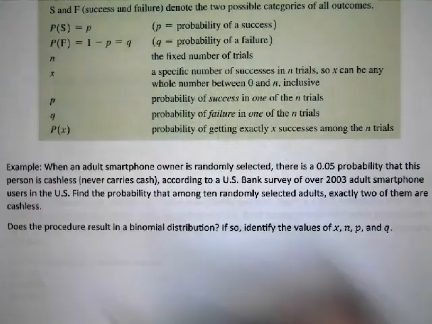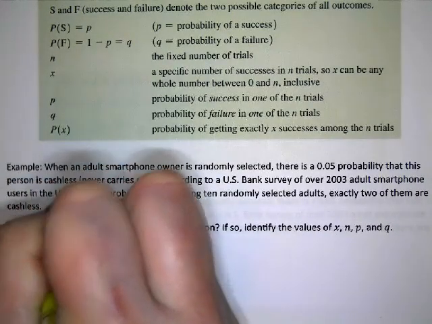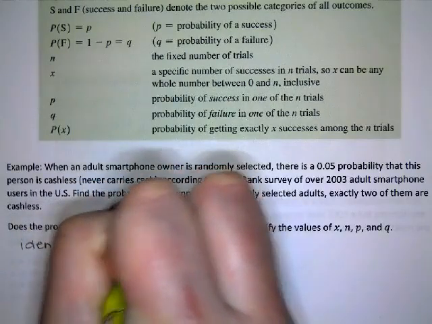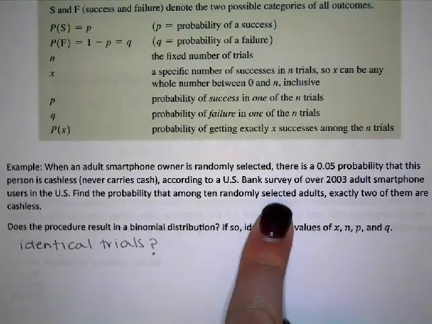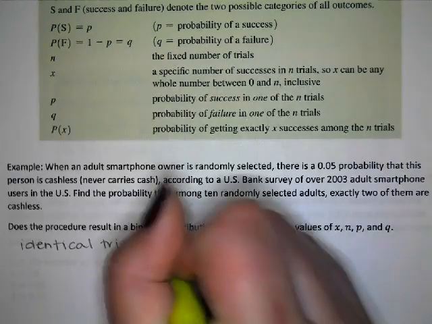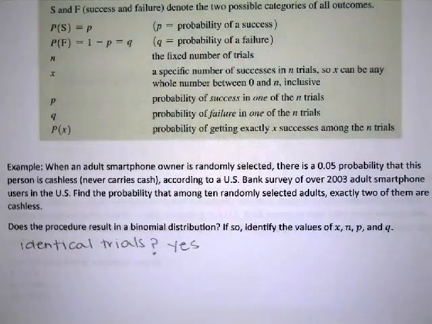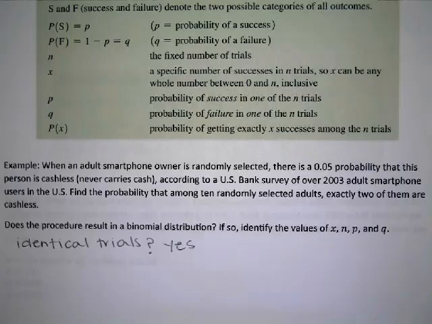So the first criteria was that the trials were identical. So here, the trials would be speaking to each of the 10 randomly selected adults. And we're going to say those are identical. They haven't given us any reason to think they aren't. They haven't said they're going to use a different questionnaire to ask them, do you carry cash? They're not talking to animals sometimes and people at other times. They're not talking to adults, but then sometimes children. They said adults. So we have reason to believe that these trials are going to be identical.